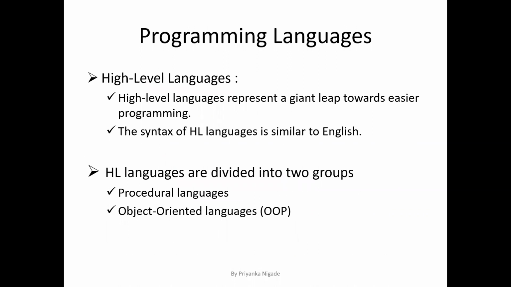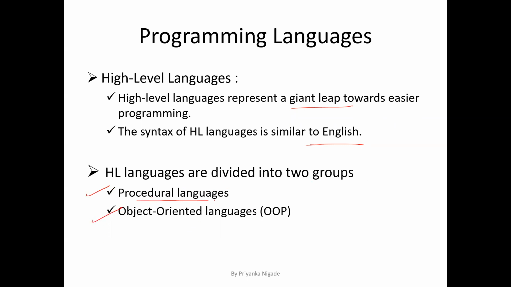What is high level? High level programming languages represent a giant leap toward easier programming. The syntax of a high level language is similar to English. That is the reason it is very, very easy. High level languages are divided into two families, two groups: again, procedural oriented and object oriented.